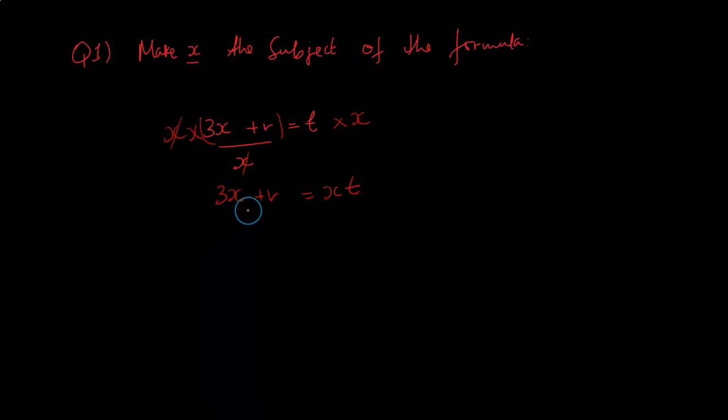Okay, so the x needs to be on one side. I can get rid of this 3x on both sides. So r is equal to xt minus 3x. And then at this point, you can see you've got x here and x there, so you can factorize. So r is equal to x(t minus 3). Dividing both sides by t minus 3, that will leave x on its own. And that's what we want to do. So then I have x equals r over t minus 3. And that's the answer for that one.